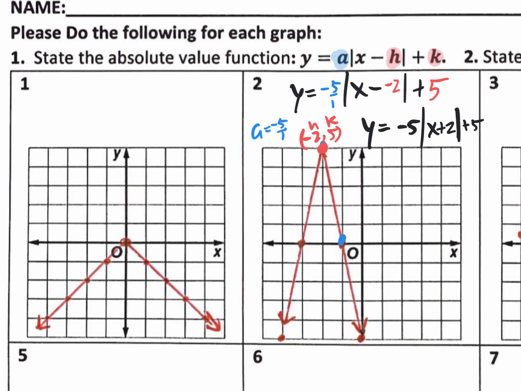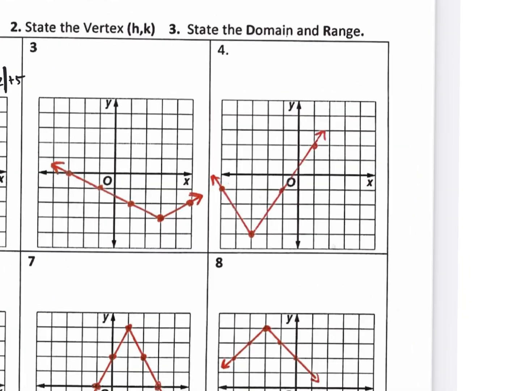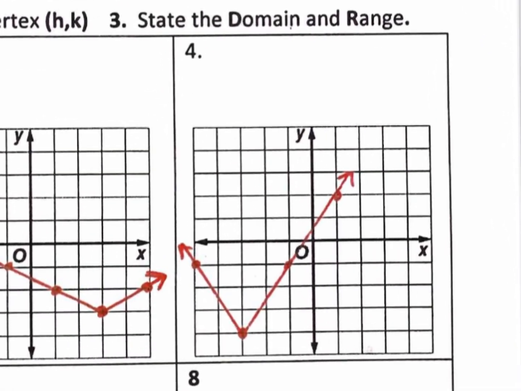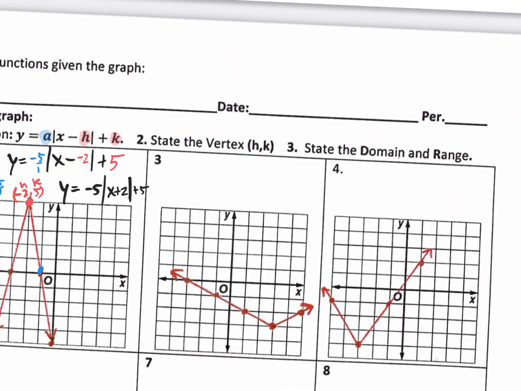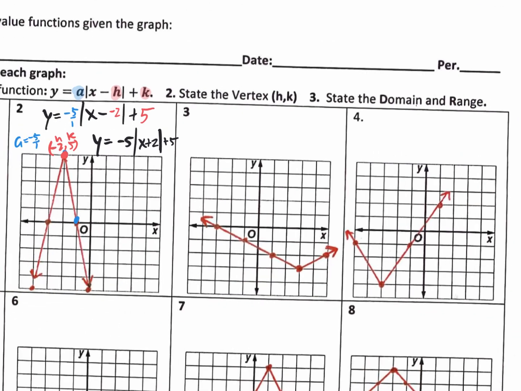So that's what we're doing on this back side. We are taking the graph, identifying a, h, and k, and then plugging it into this guy with blank spots. That way we don't make mistakes.